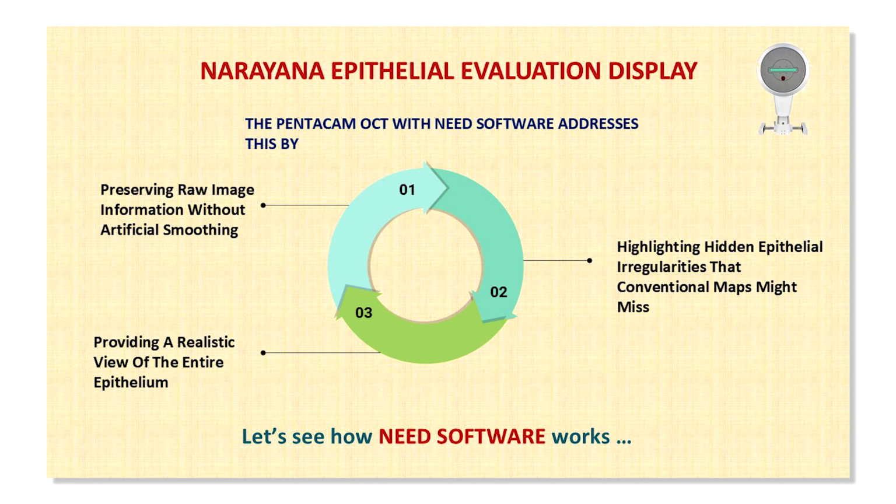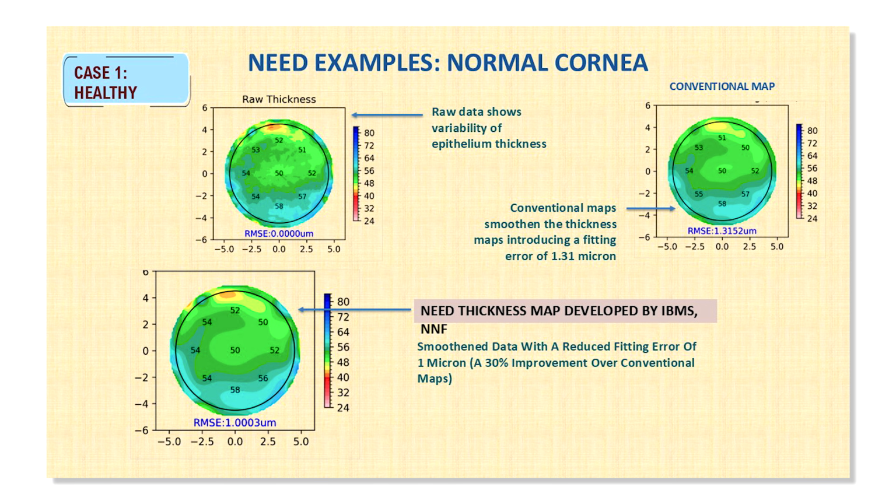So let's see how the software works. This is a normal healthy cornea. Cornea is absolutely healthy. Epithelium looks fairly okay. The raw data shows there is a variability in the epithelial thickness, but if you go and see the conventional map, you can see there is a smoothing out. You cannot pick up the small irregularities present, and there is something called a fitting error while smoothing the data. The fitting error is 1.31, where 1 is ideal. So you have actually lost 30% of the information in smoothing out the data.